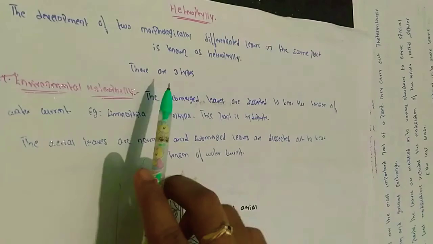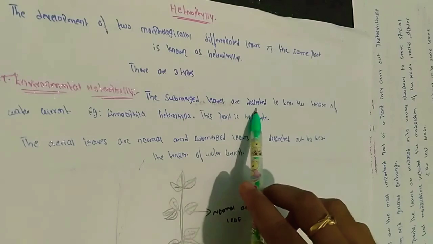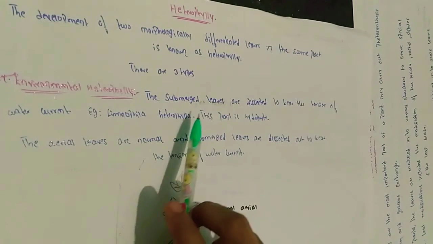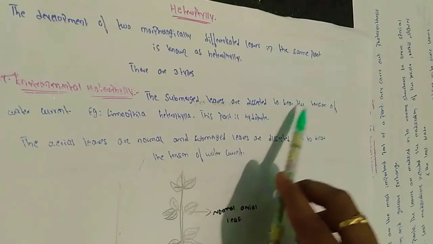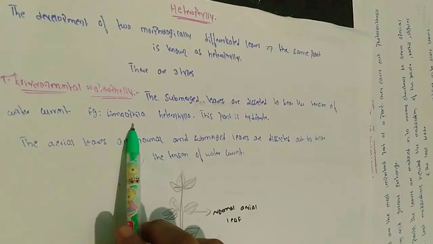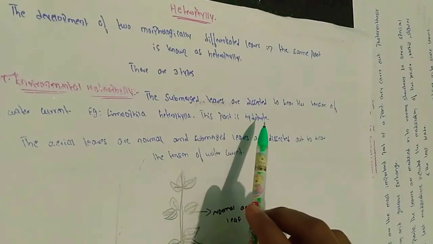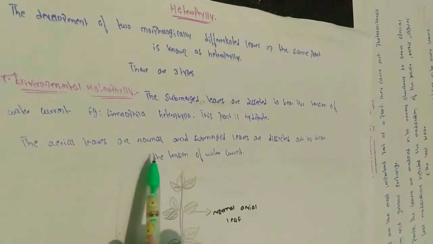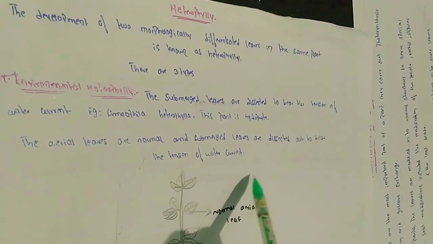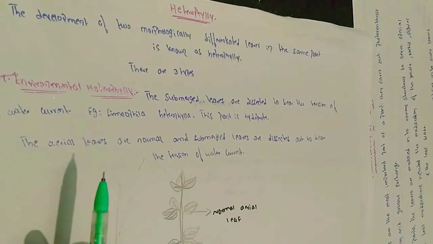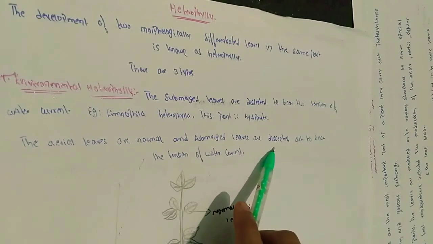There are three types. First one, environmental heterophyly. The submerged leaves, meaning leaves that grow underwater, are dissected, separated into pieces, to bear the tension of the water current. Example, Limnophila heterophylla. This plant is a hydrophyte, meaning plants which grow only in water. The aerial leaves, which are exposed to air, are normal, and submerged leaves are dissected to bear the tension of the water current.